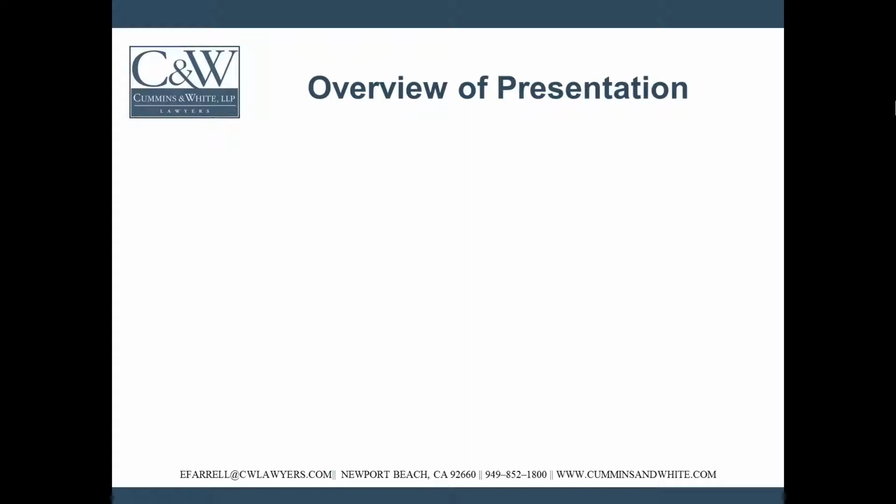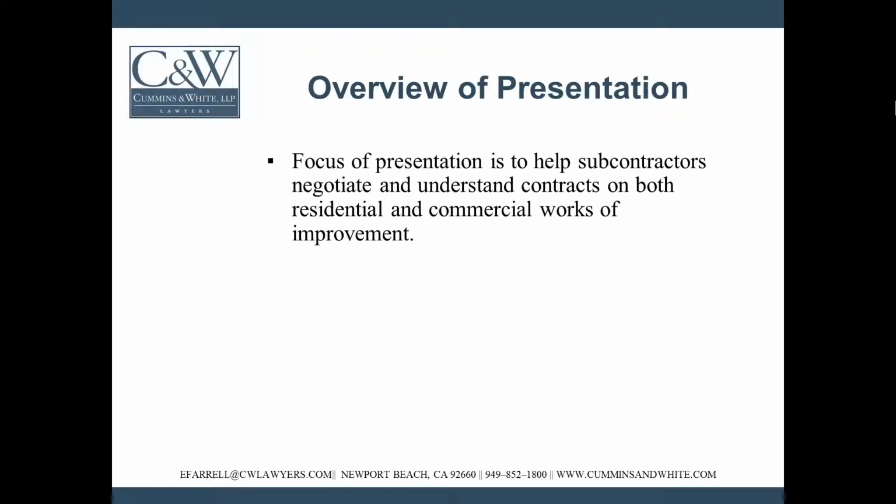So, overview of the presentation that we're going to talk about today. Here we're going to be focusing on construction contracting, which is really going to help subcontractors who are negotiating and understanding contracts on both residential and commercial works of improvement. The flow of the presentation will first discuss what a contract is.